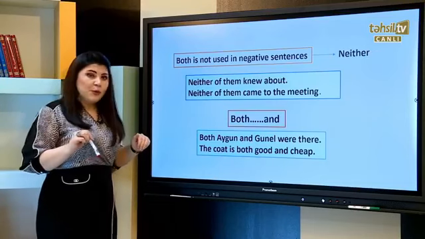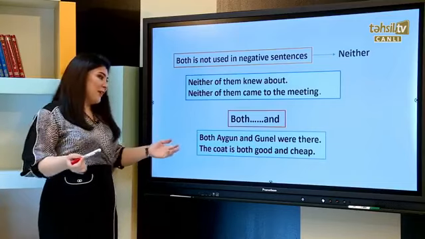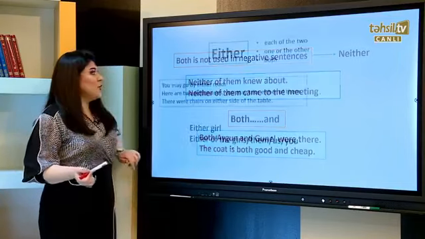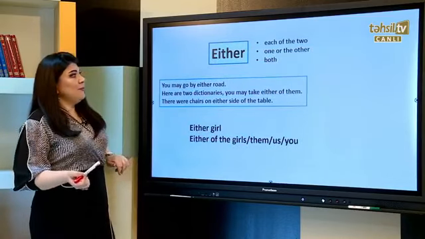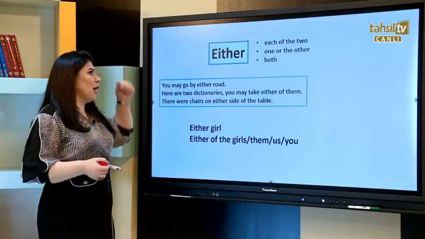Both is also used with "and." "Both Aygün and Güney were there, were at the party." Or "the coat is both good and cheap." And a girl wanted to answer. Yes, she's confusing it with either.